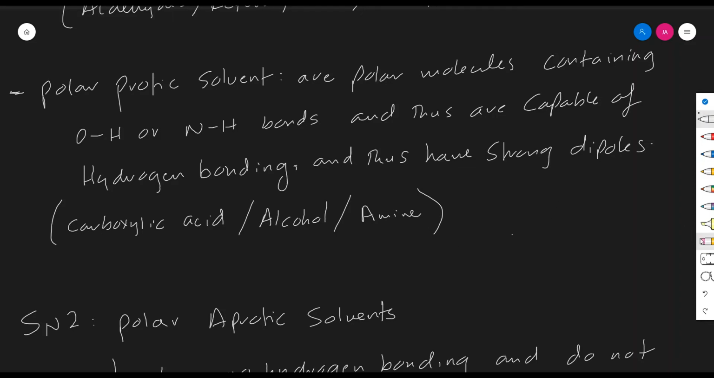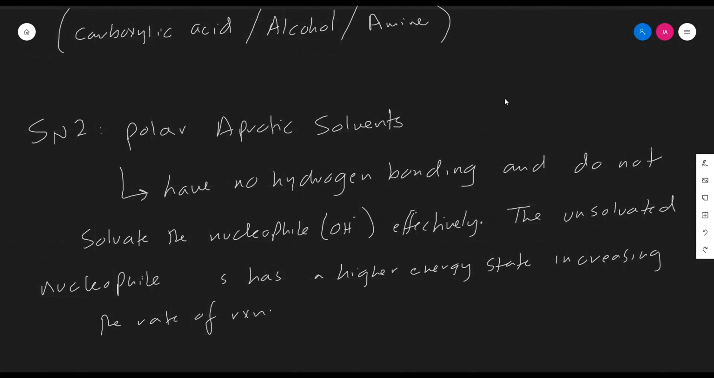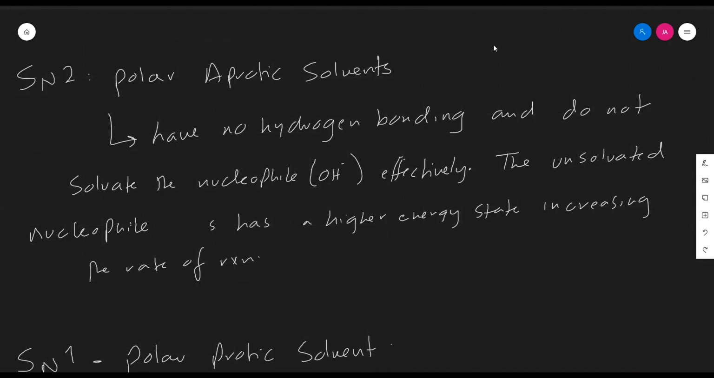The SN2 mechanism is a one-step mechanism and requires the formation of a transition state. The best choice of solvent for such a mechanism would be a polar aprotic solvent, which has no hydrogen bonding and thus does not have very strong dipoles and cannot form hydrogen bonds.